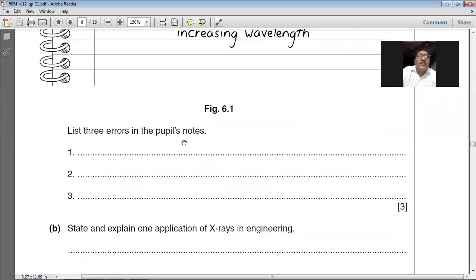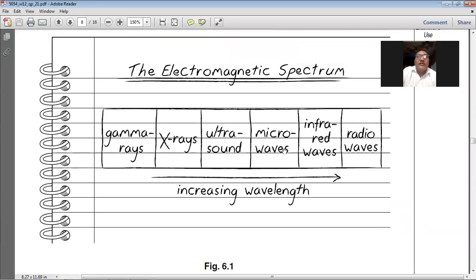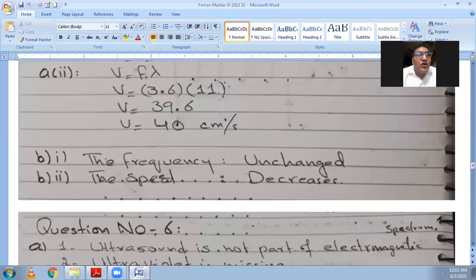List 3 errors in the pupil's notes. We have to note down 3 errors. So here, the ultrasound is not part of the electromagnetic spectrum, so the ultrasound should not be here. This is the first mistake. The ultraviolet is not written here. It's the second mistake. The infrared should be before the microwave; the microwave should be here, and the infrared should be here. So the visible light is also not shown here. So there are 4 or 5 mistakes. You only have to mention there are 3 mistakes.